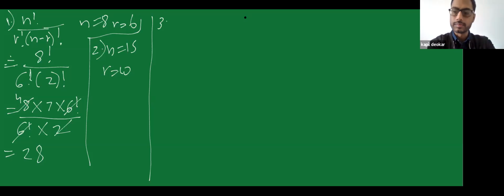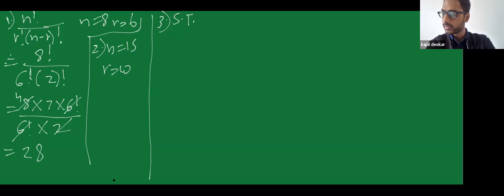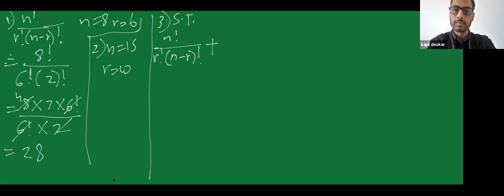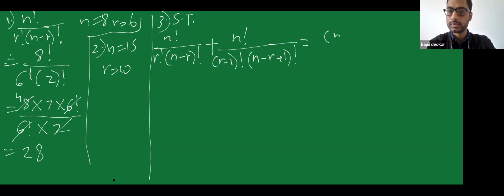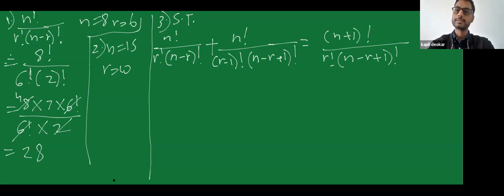Let's see the third question. You have to show that n factorial divided by r factorial into n minus r factorial, plus n factorial divided by r minus 1 factorial into n minus r plus 1 factorial, the value of this term is equal to n plus 1 factorial upon r factorial into n minus r plus 1 factorial. So you have to show that LHS is equal to RHS.